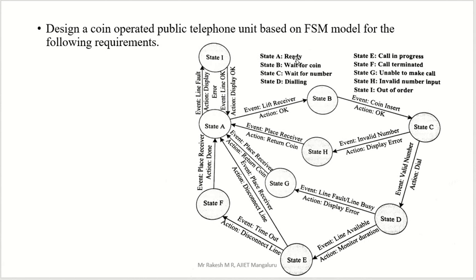Initially it is ready. You take the receiver in your hand, that is state A. What is state B? Wait for a coin. Once you take your receiver, that is waiting for coin. Now you add your coin inside that box. Now what is the next state? Wait for a number. Now you are pressing the number.